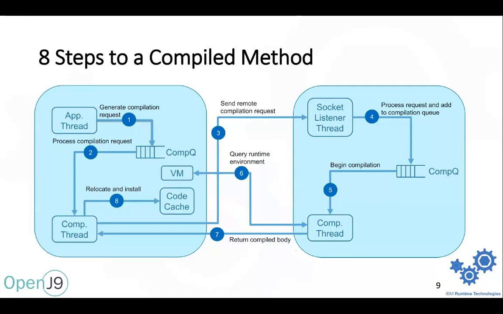Client compilation thread is going to perform something we call relocation, which is essentially taking that machine code, installing it at a particular address, and fixing up the instructions so that the code is actually runnable. And that's the entire compilation process from beginning to end, from client to server and back to client.